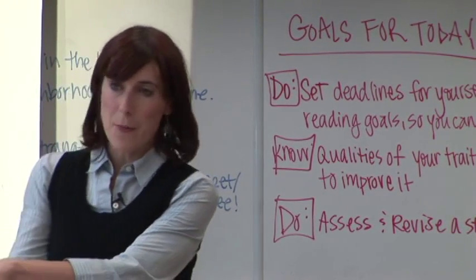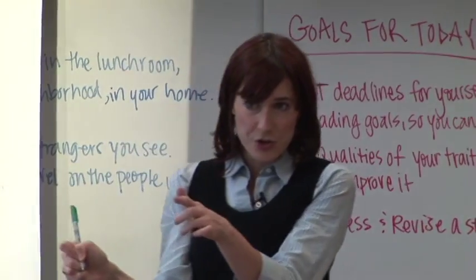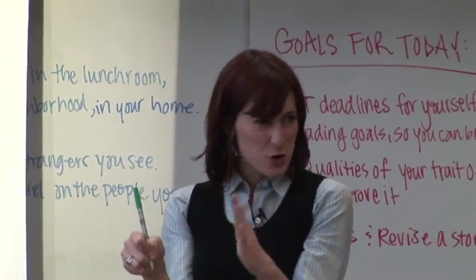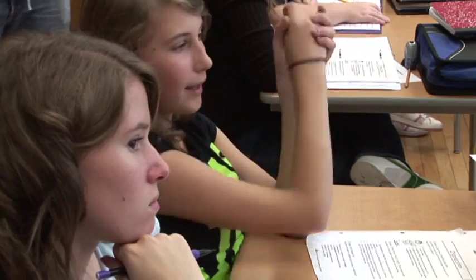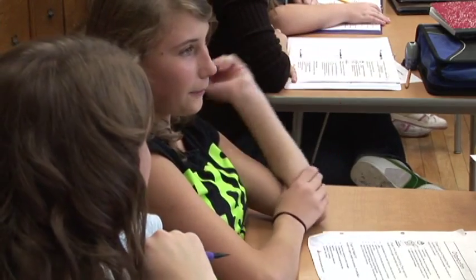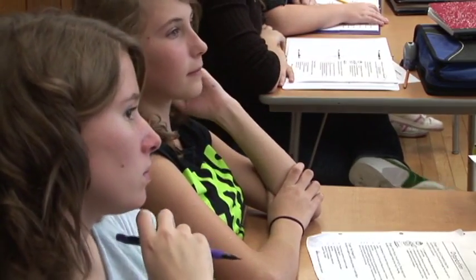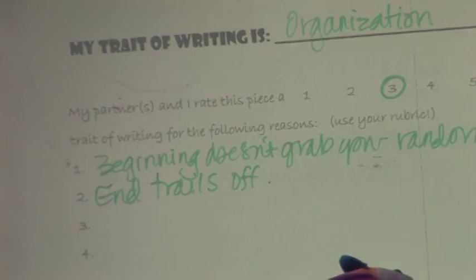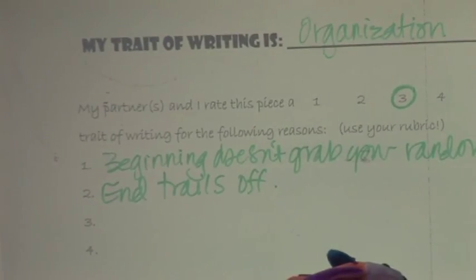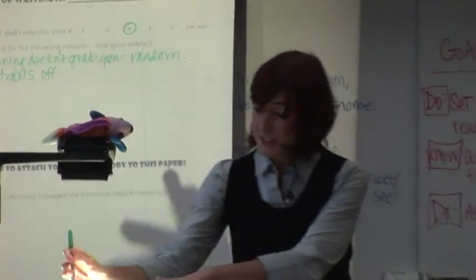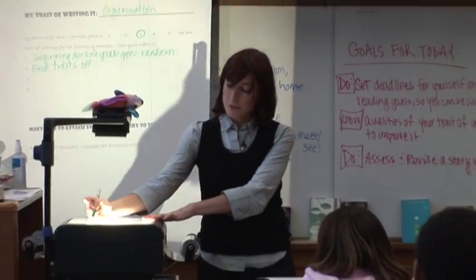Beginning, so I'm going to just put a couple reasons that we came up with, because that's a good one too. The end, it kind of leaves you hanging, trails off a little bit. Maddie? In the beginning, the first sentence was really random about how beets bleed when you cut them. Okay. Now, when you assess your piece of writing, you're only looking at that one trait, just like we only looked at organization. Like maybe you think the voice on that beet piece is okay, but that's not what we're looking at. We're looking at organization.